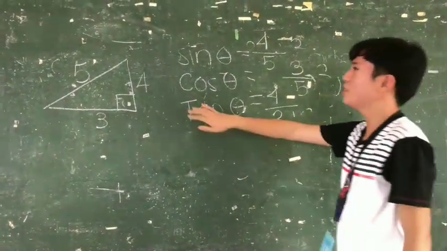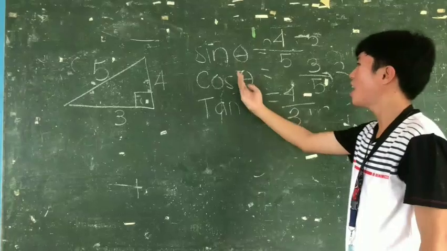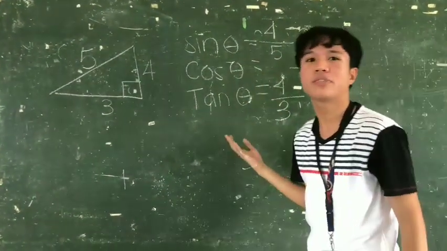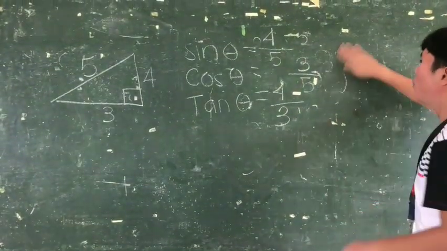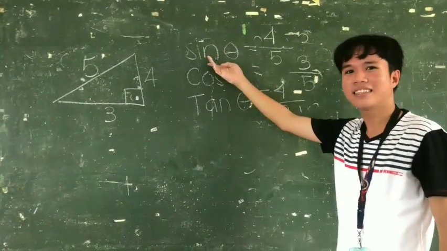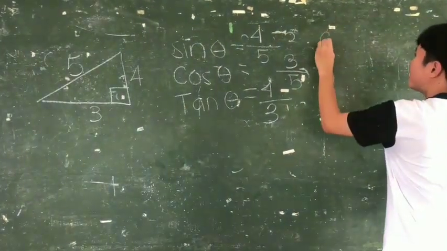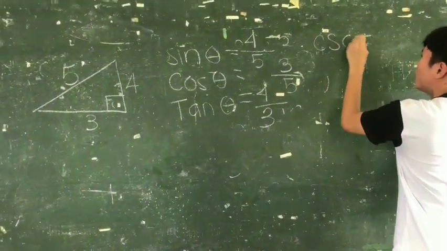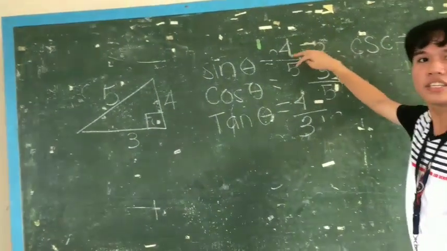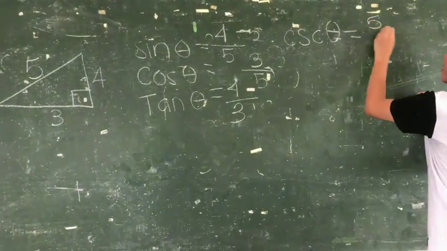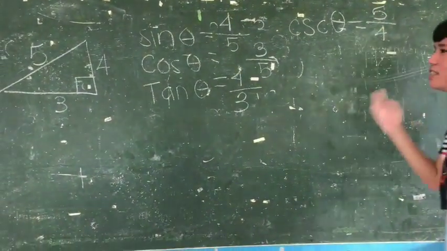After we've unlocked the 3 trigonometric ratios, now we're going to look for their reciprocals. So what is the reciprocal of sine again? It's cosecant. All you need to do is flip it: 5 over 4. Very simple, isn't it?